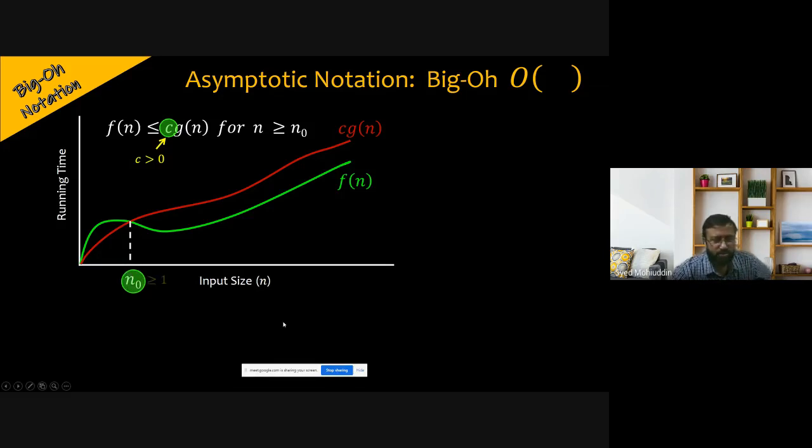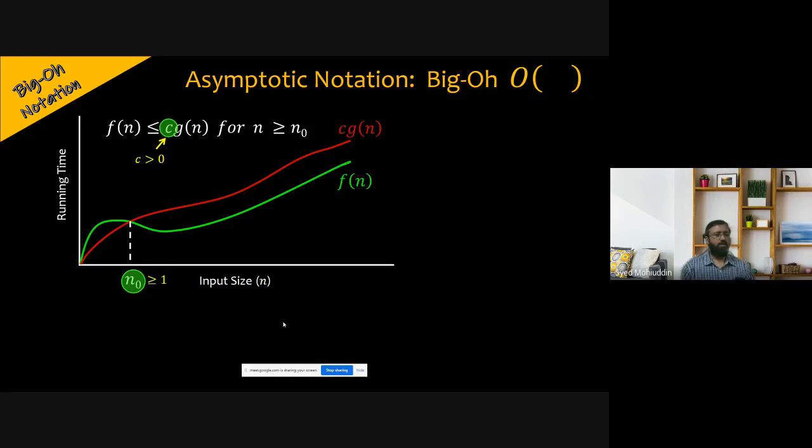And n0 will always be greater than or equal to 1. N0 is nothing but n at some value. We are saying, on the x-axis, which is n, the number of inputs, n0 is itself n, but some value on that scale. Now here n0, or n, will always be greater than or equal to 1.